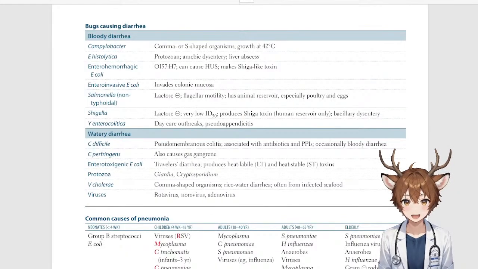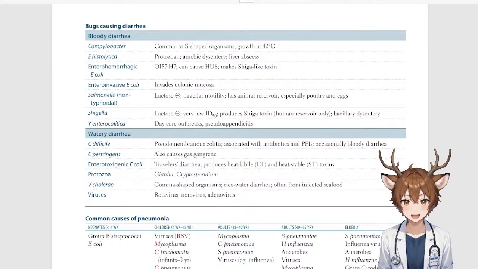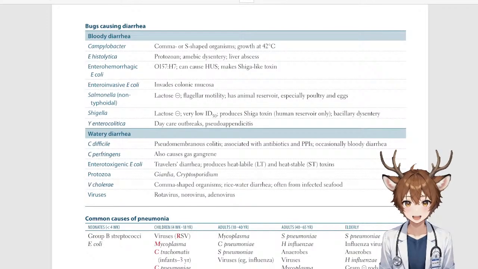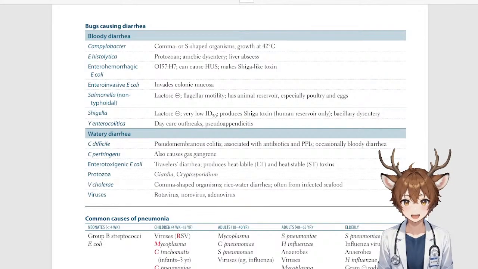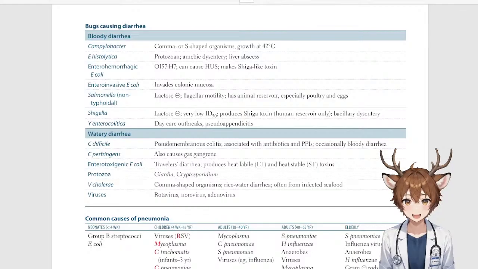What about protozoa? Giardia can cause a watery diarrhea. It causes one that's very foul smelling. And Cryptosporidium causes a watery diarrhea. What about Vibrio cholerae? Vibrio cholerae is a comma-shaped organism, rice water diarrhea, often from infected seafood.